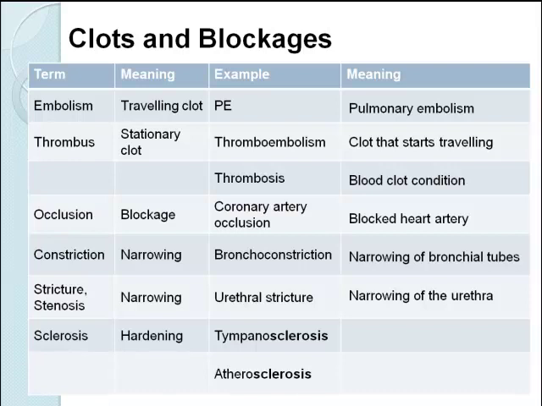Sclerosis, hardening. Tympanosclerosis. Tympan was your eardrum. Tympanosclerosis would be hardening of the eardrum. Therefore your eardrum would not wobble very well because it's all hard, and this would affect your hearing. Atherosclerosis. Athero related to atheroma, and atheroma meant the fat in the arteries. Therefore atherosclerosis, hardening of fat in the arteries. You may remember the term atheroma. I described it as porridge. So if you squeezed it out of an artery, that's exactly what it would look like.